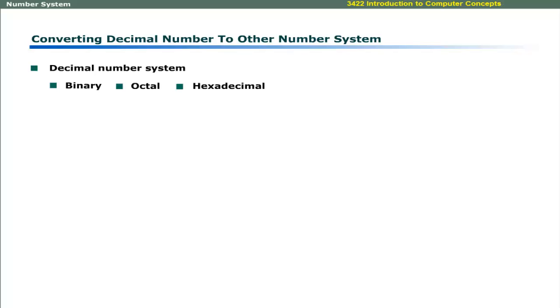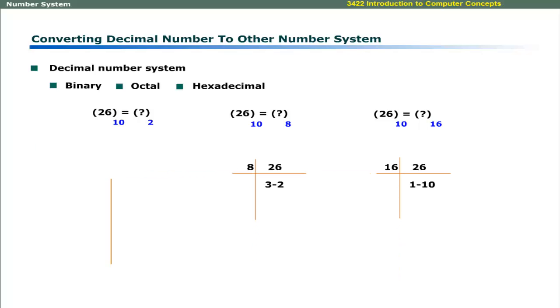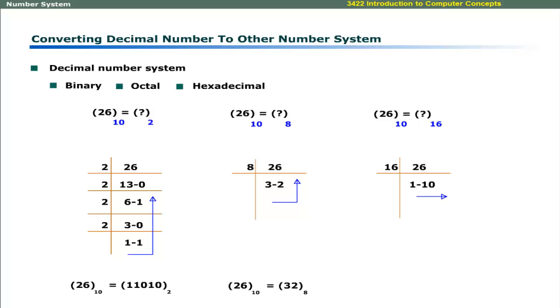The 3 steps to complete this conversion are: divide decimal number by the base of desired number system. Repeat this method until quotient is less than the base. The bottom-up sequence of remainders will be the converted number.